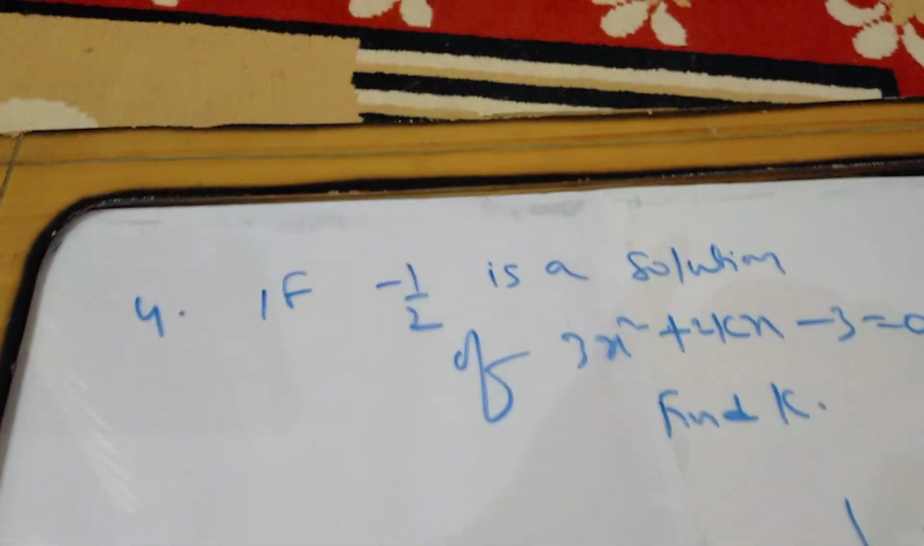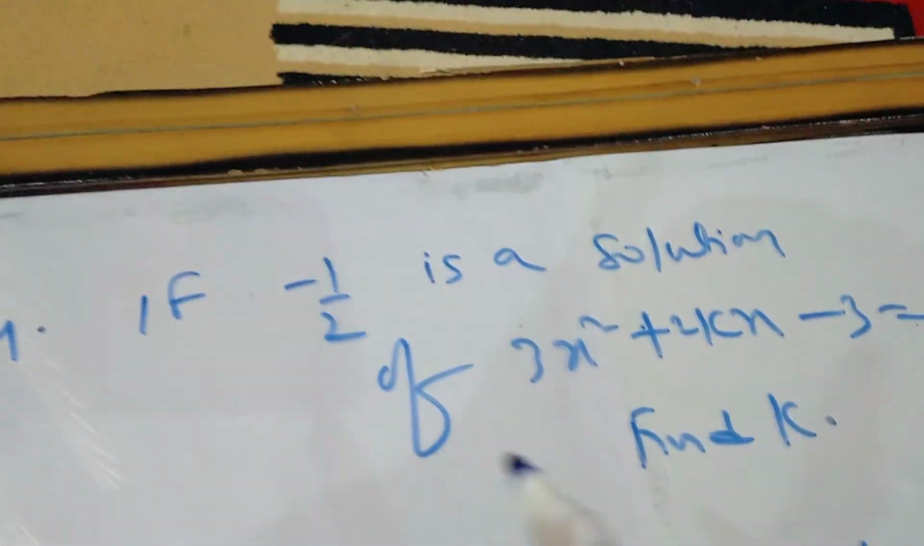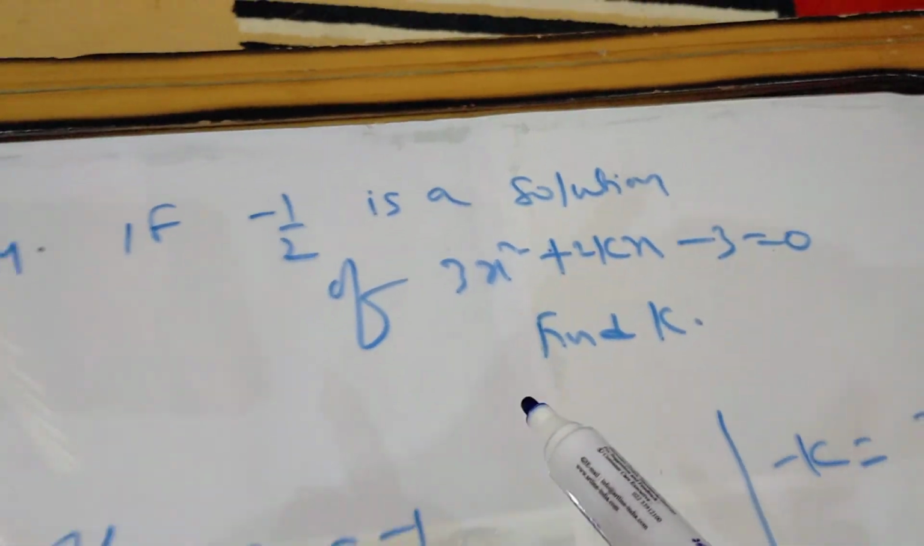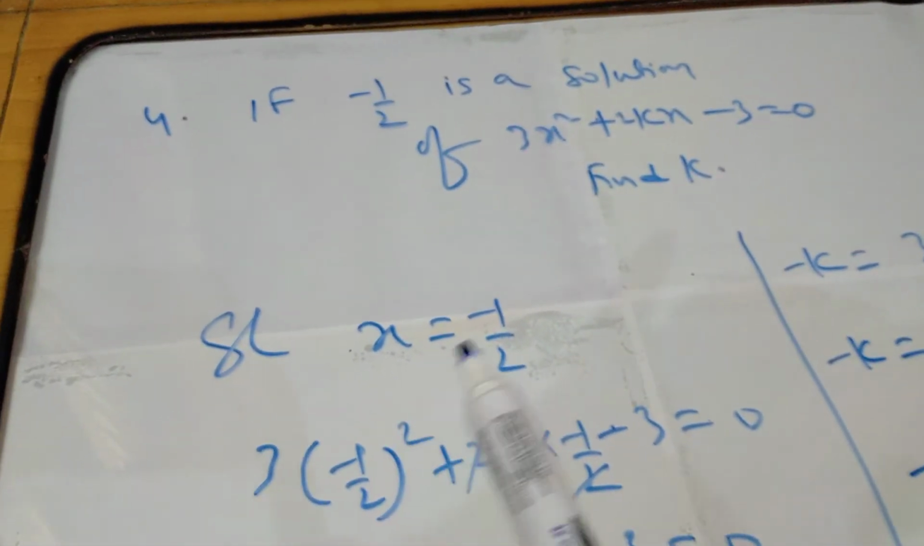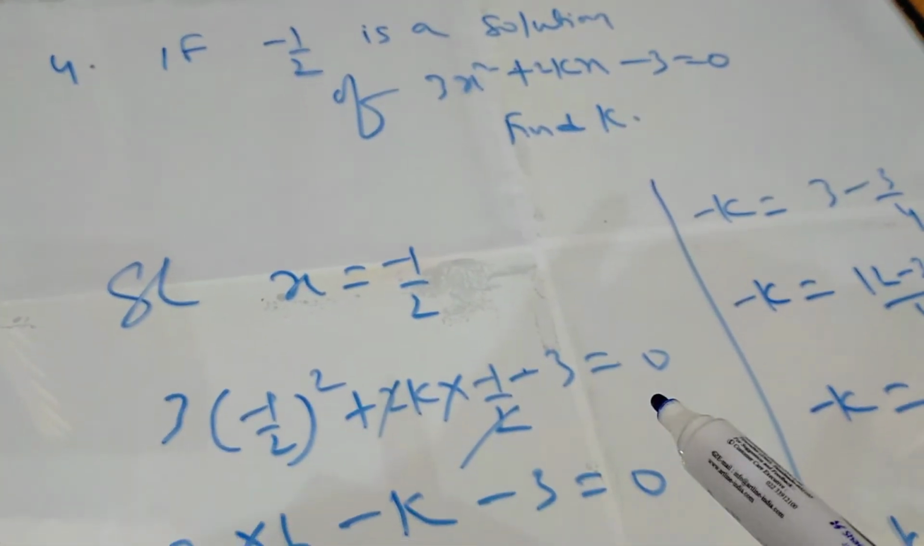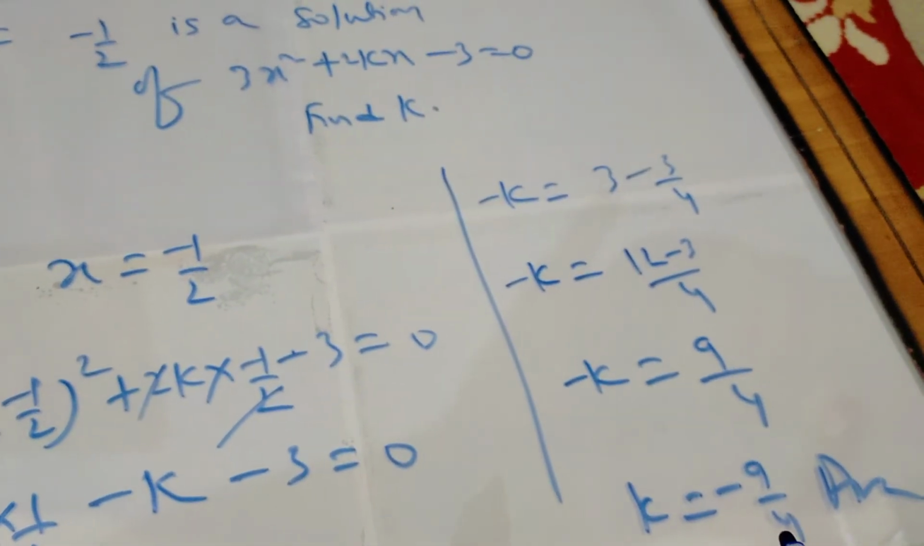So what was the question? If minus half is the solution of this quadratic equation, find the value of k. So what I did, I took the value of x as minus half and substituted it here, and equal to 0 I have written and simplified. I got the answer k is equal to minus 9 by 4.